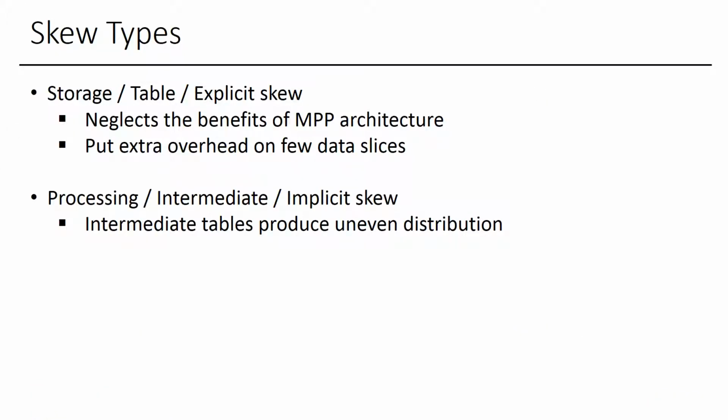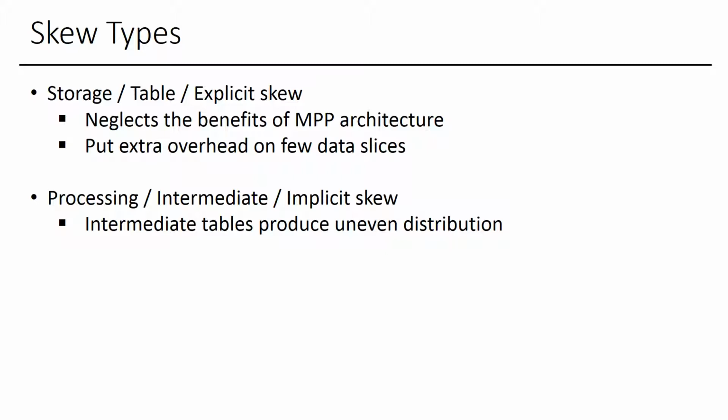Skew is often caused by a single query or a system-wide performance problem. It indicates an unbalanced amount of work taking place on one or a subset of all active data slices. There are two different kinds of skew that can negatively impact system performance. The first one is storage related, also known as table or express skew.